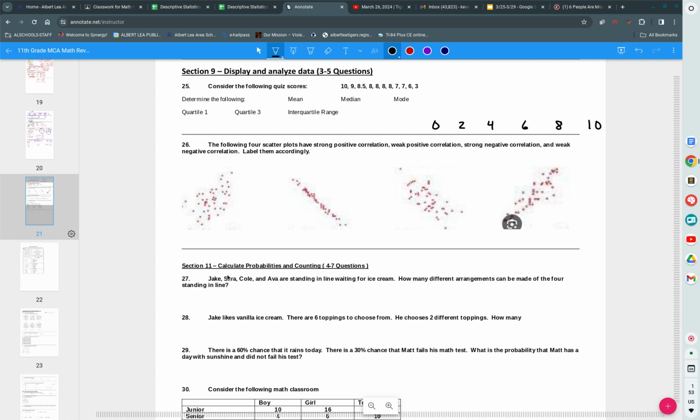I always make a box and whisker plot for you every time we do our test to try to help you with these moments right here. Let's just start with the basic operations such as mode. What is the mode? The mode is the number that occurs most frequently, which is going to be 8.